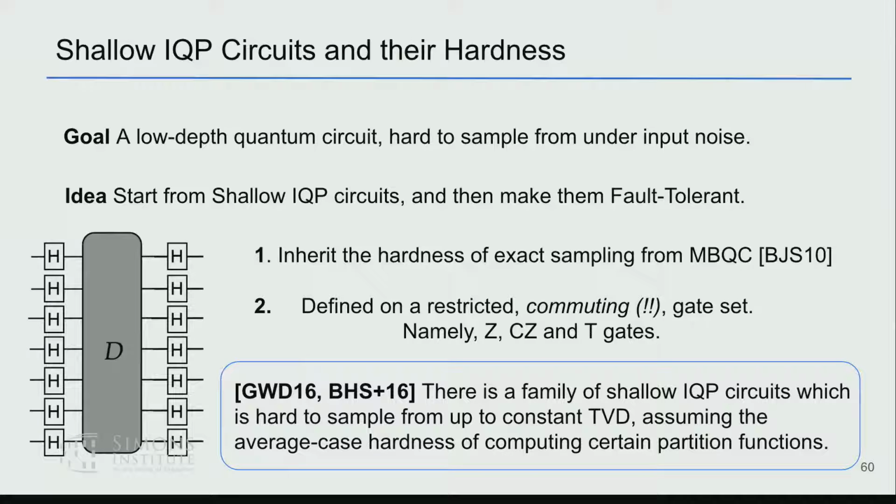However, work by Gao et al. and the Eisert group showed that, surprisingly, there exists a family of shallow or constant depth IQP circuits, which is hard to sample from, even up to constant total variation distance, so long as we assume some average case hardness statement of computing certain partition functions. This is the key underlying conjecture we're going to need. It's like an average case hardness statement for complex valued partition functions. But at its heart, it's really just saying that there exists a shallow IQP circuit, which is hard to sample from, even approximately. Any questions? Because this is really the only complexity theory slide I need.